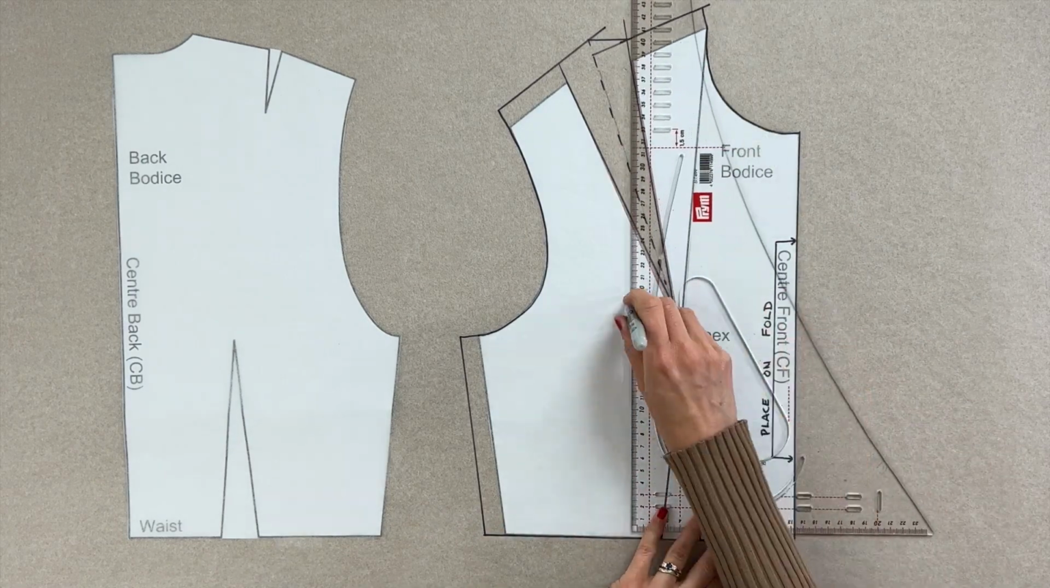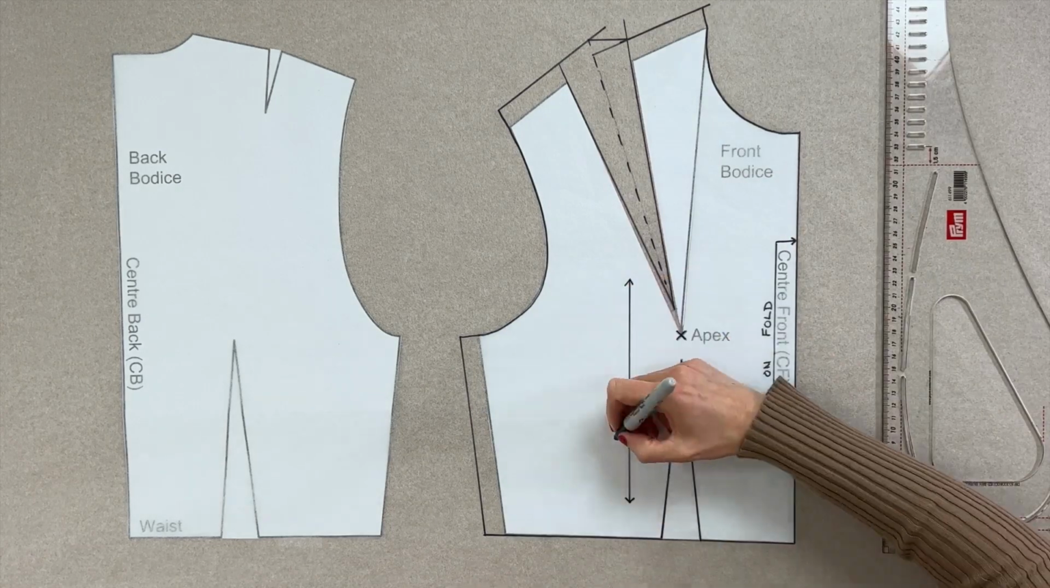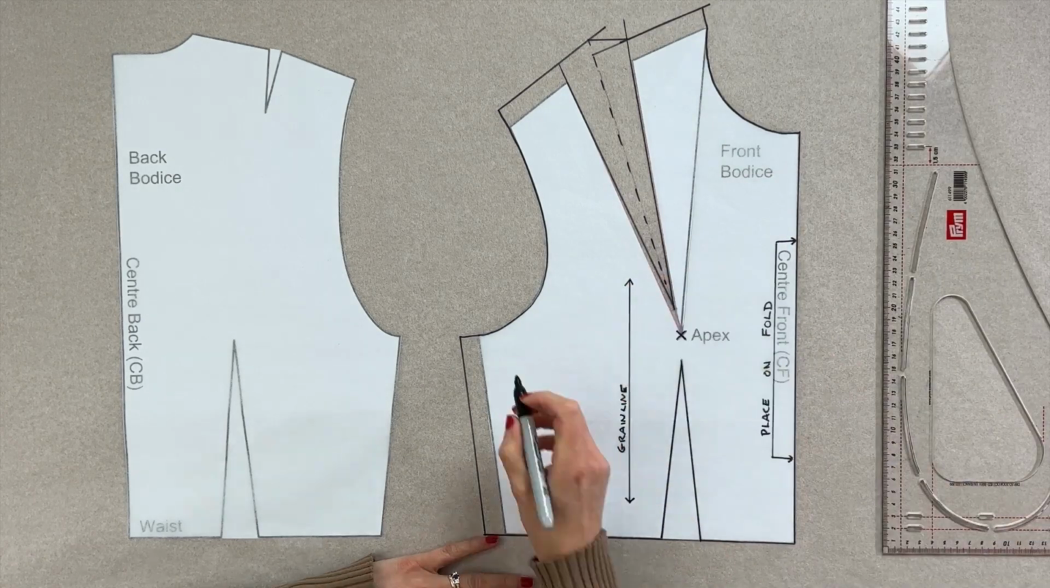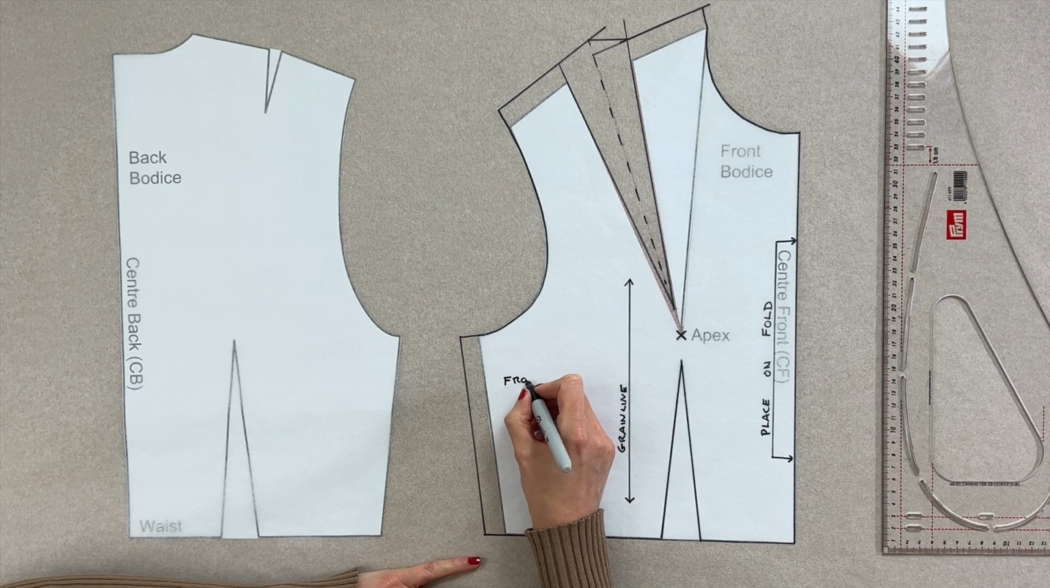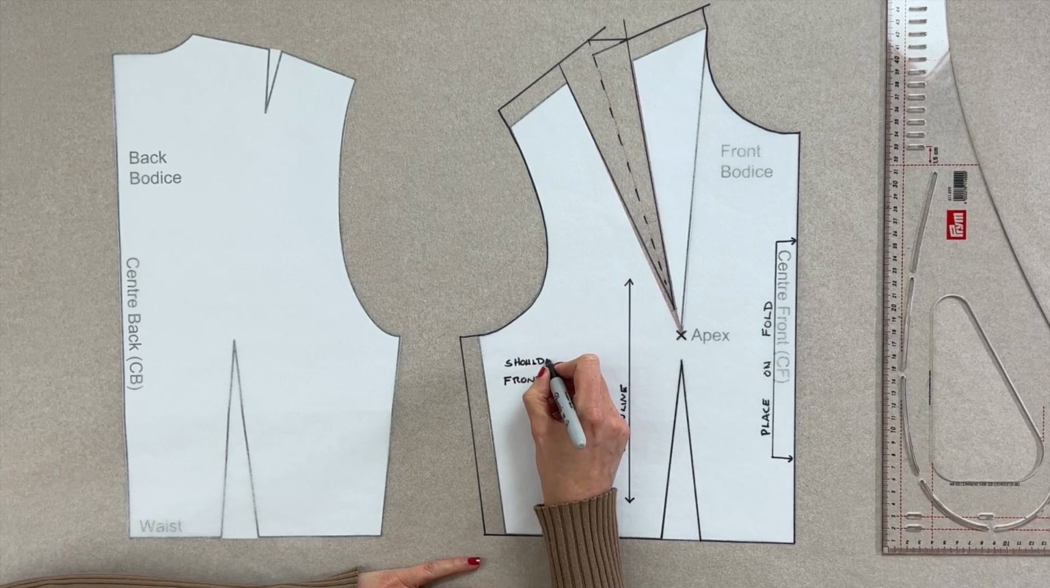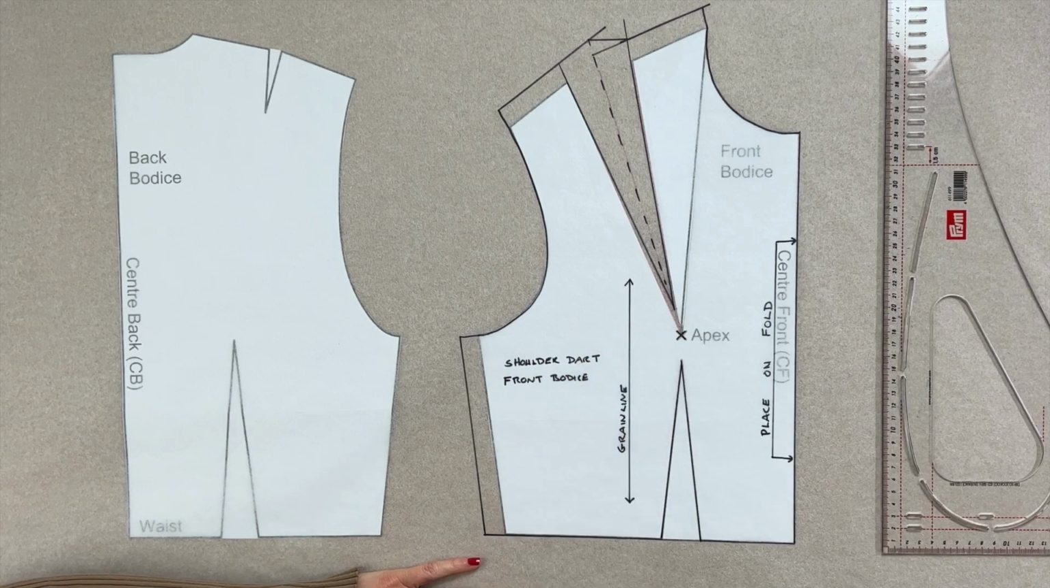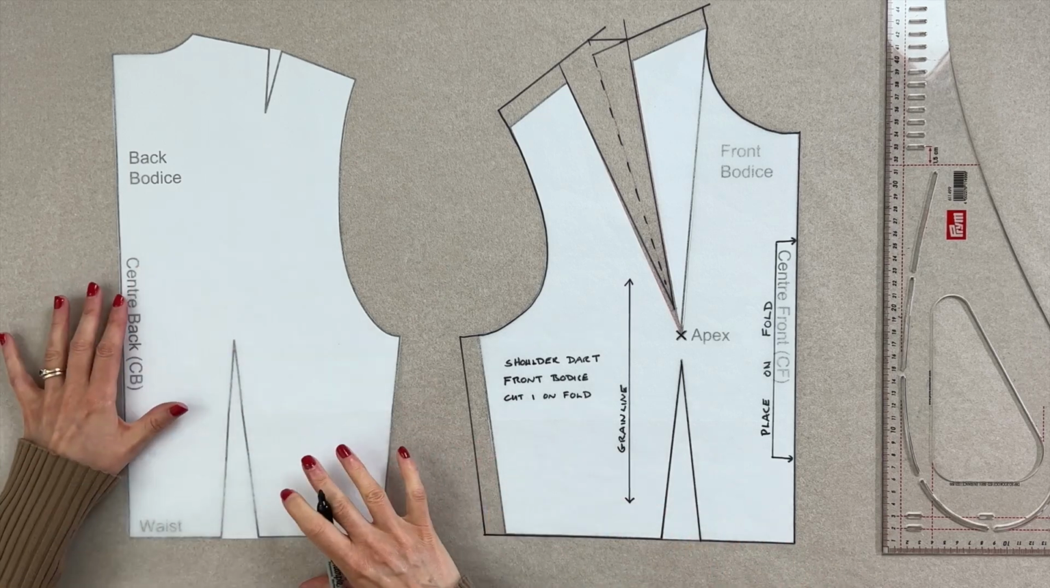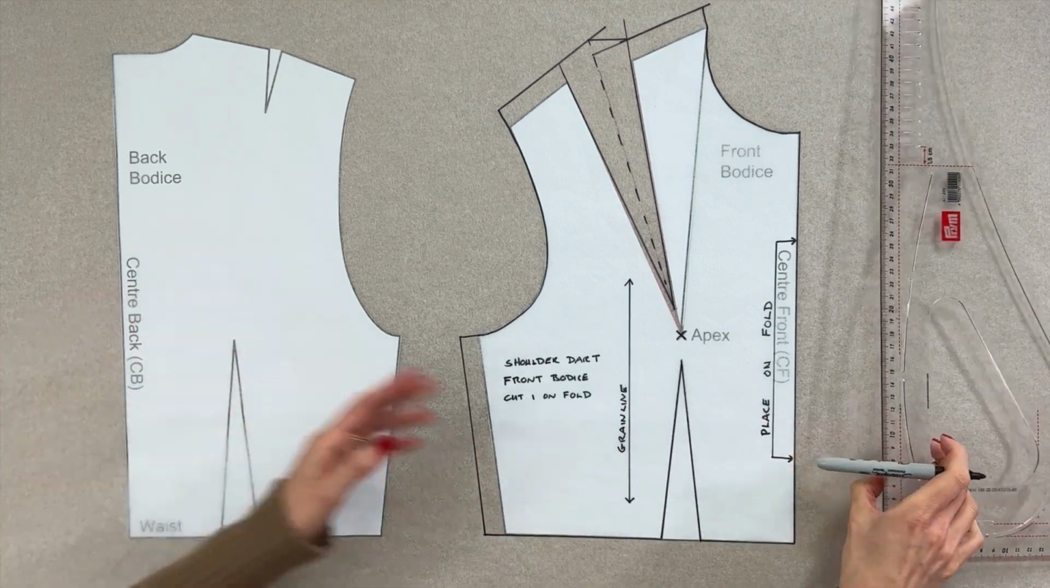Next, our grain line is going to run parallel to our centre front and then name the pattern piece. We're going to call this shoulder dart front bodice, and then I'm going to say cut one on fold. Perfect. Repeat that whole process for your back bodice.